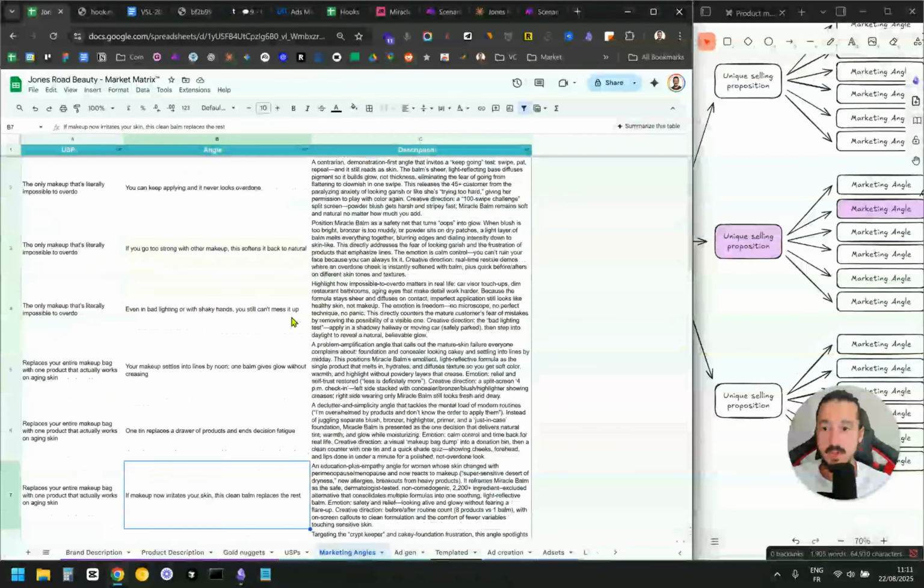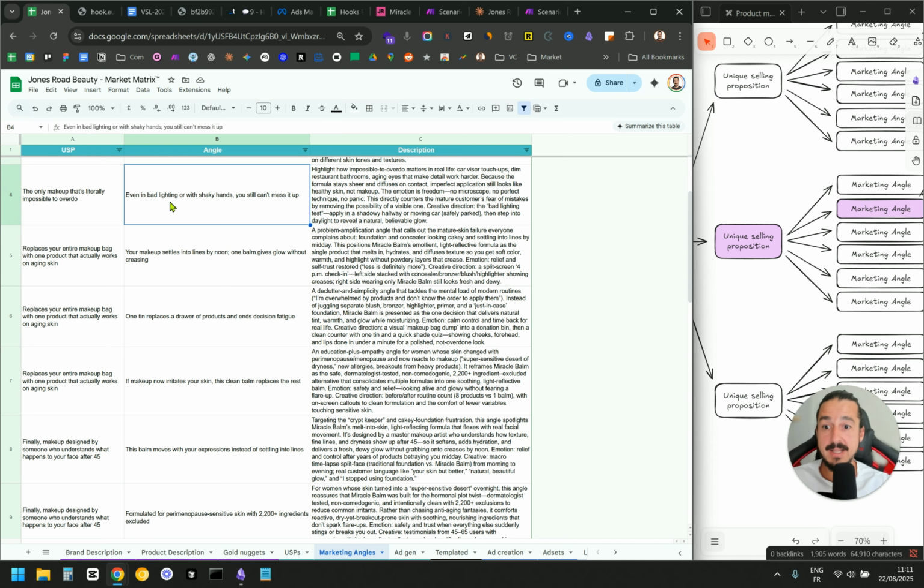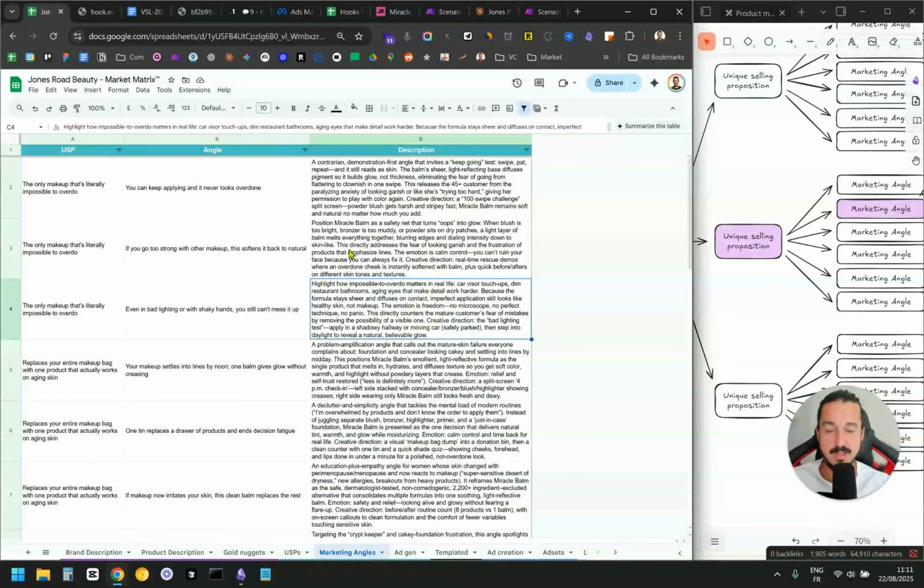So there we have them, all the marketing angles that I've generated so far. And as you can see, they're all related to one specific USP. For the USP we are talking about, the only makeup that's literally impossible to overdo, you can keep applying and it never looks overdone. Or if you go too strong with other makeups, it softens it back to natural. Or even in bad lighting or with shaky hands, you still can't mess it up. And then it also explains the specific marketing angle that is talking about this unique selling proposition.